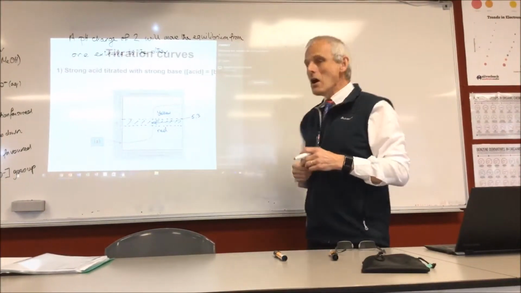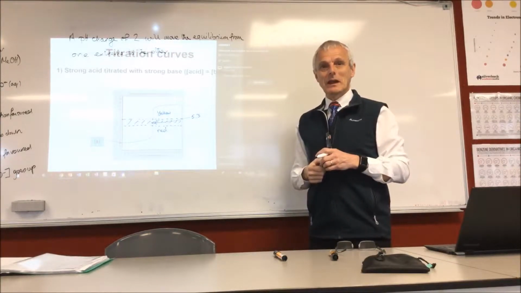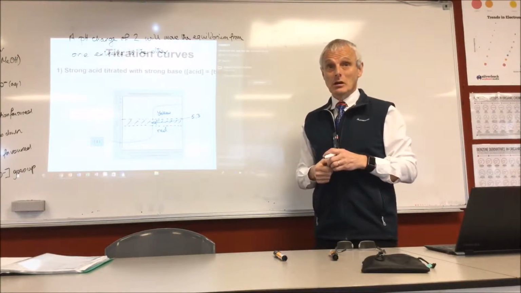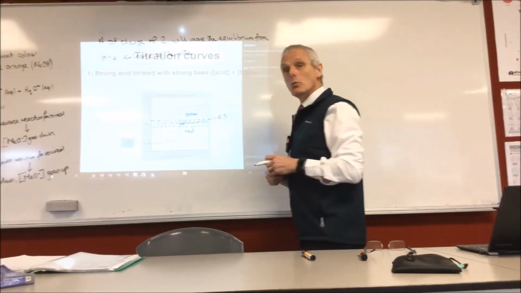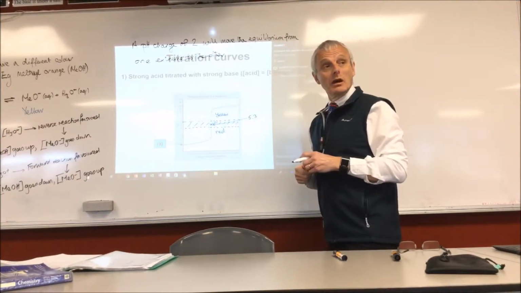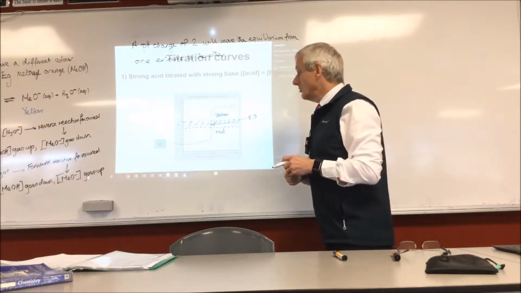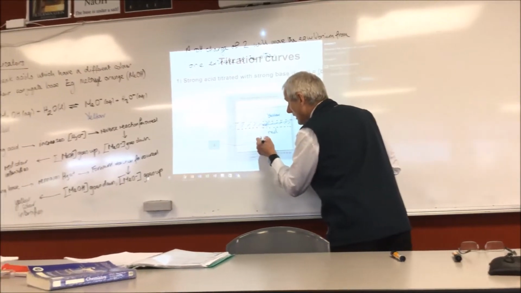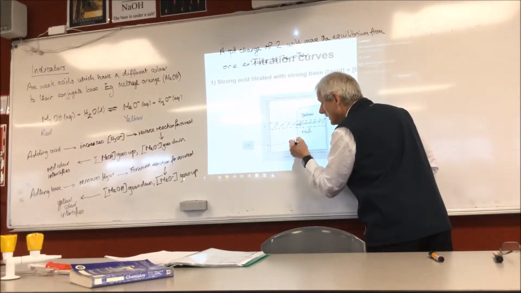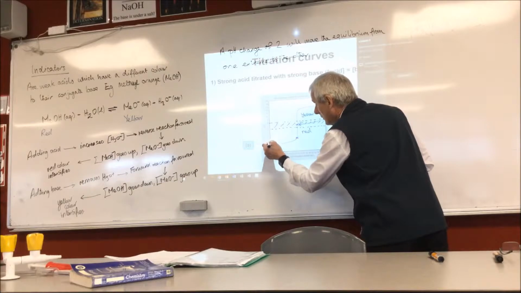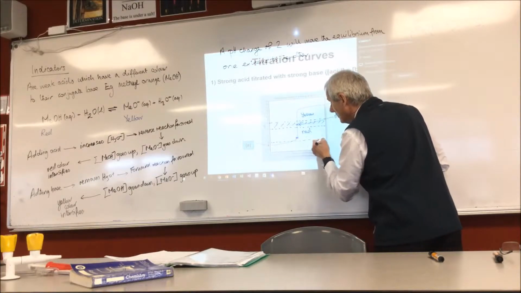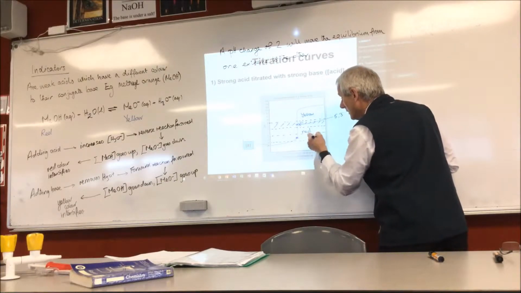Now, if you pick the wrong indicator, say your pKa is too low, say that this was 5.3, but we picked an indicator where its pKa was maybe 3, so it was down here, then if we looked at our range, it would be like this.